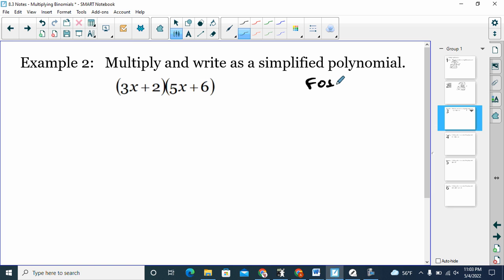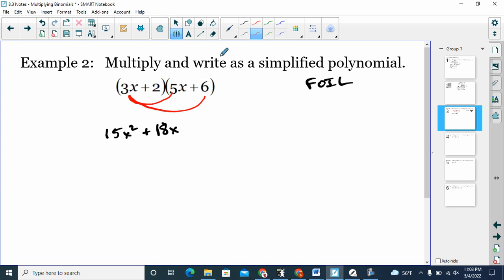Again, the steps can be remembered with FOIL, F-O-I-L, first. So we're multiplying the first terms together, 3x times 5x. 3x times 5x gives me 15x squared. 3 times 5 is 15, x times x is x squared. The O is for outside. I'm going to multiply the outside terms together. 3x times 6, positive times positive is plus. 3x times 6 is 18x.